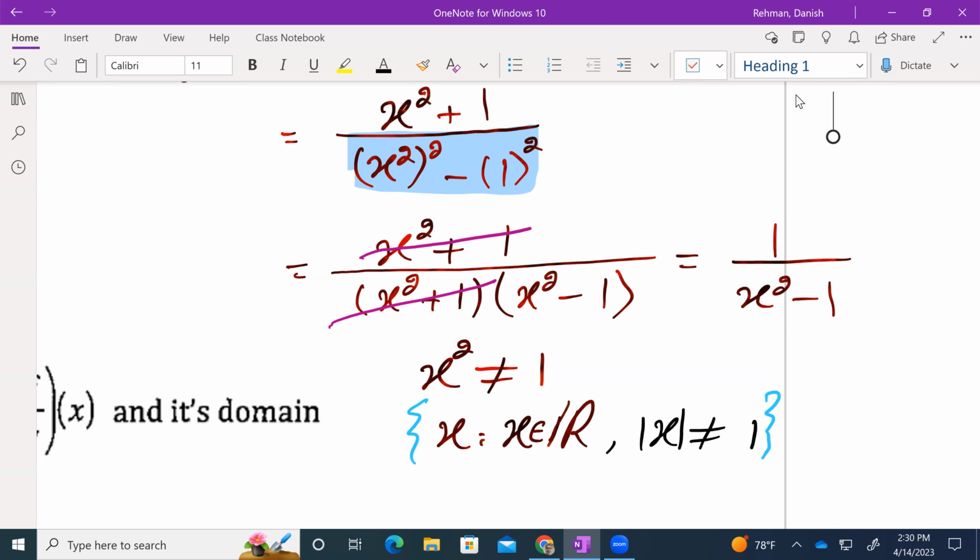These absolute lines, the blue absolute lines, are making sure that x should not be -1 and should not be +1, because in both cases, it will impact my domain. It will impact the existence of the function.